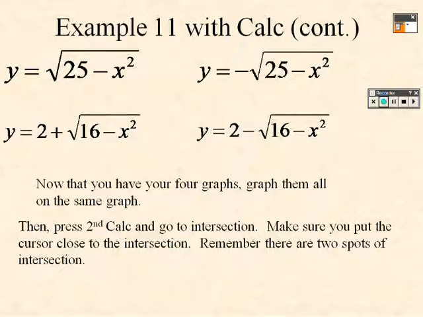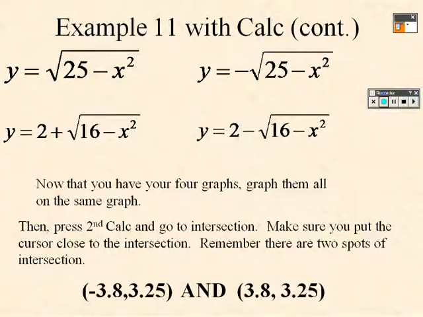So you have to move it as close as you can get it to go. And when we do that, I get negative 3.8 and 3.25, and 3.8, 3.25.